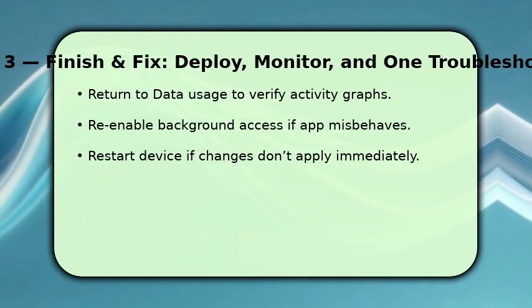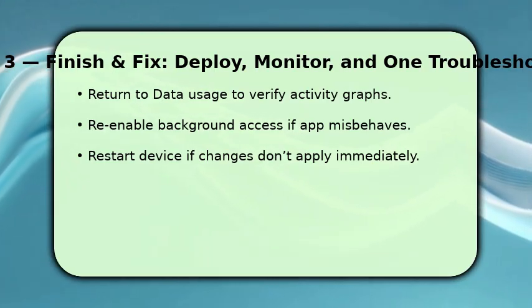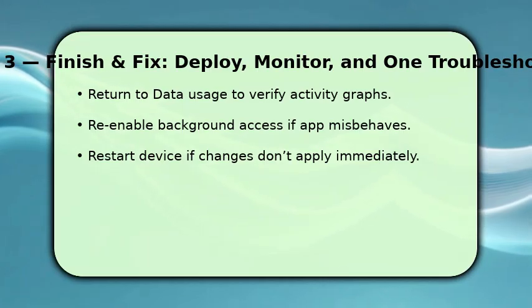If an app misbehaves, re-enable the restriction and toggle it again, and make sure battery saver or data saver modes are off since they override app settings. If changes don't take effect, restart the device and then check carrier-managed restrictions.